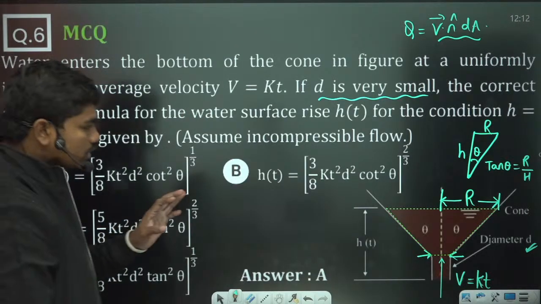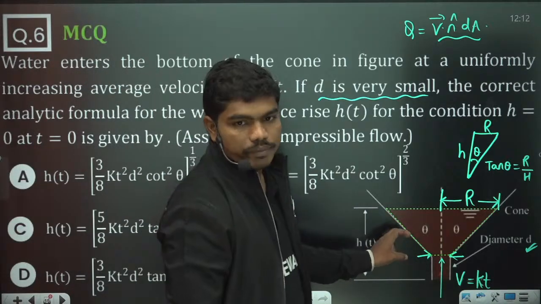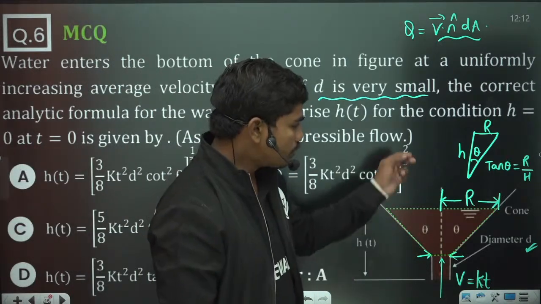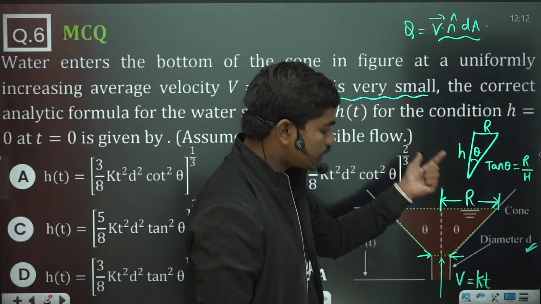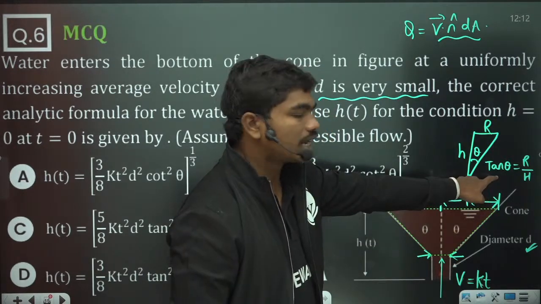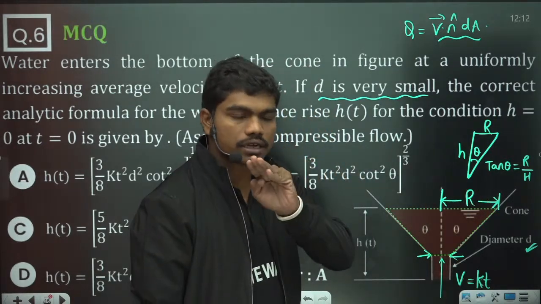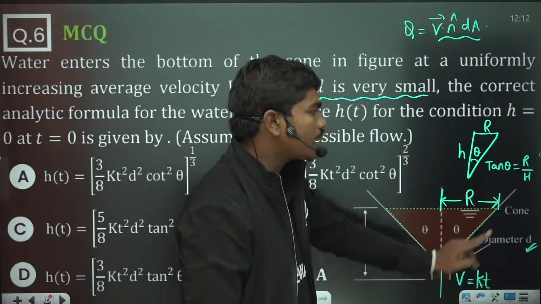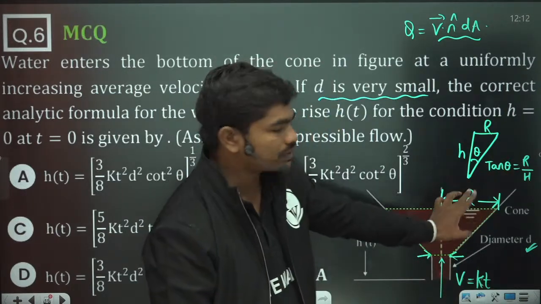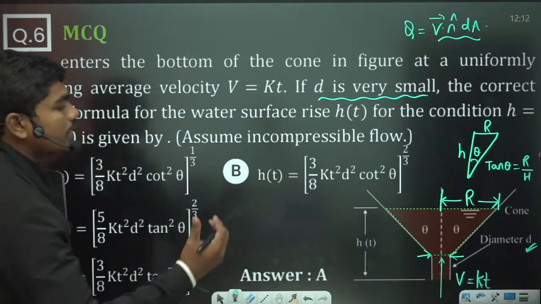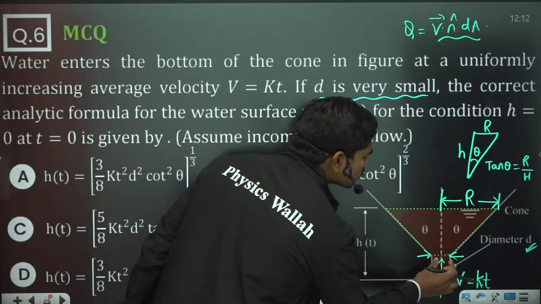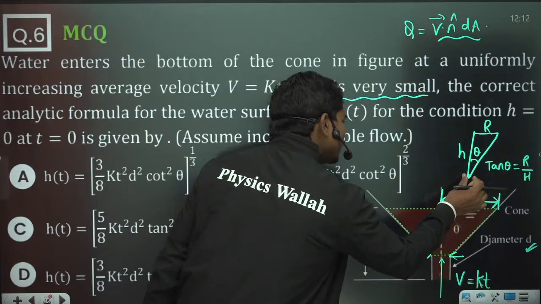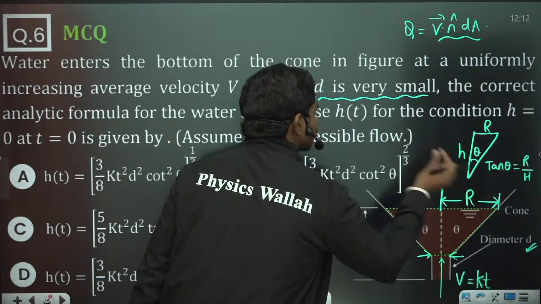1/3 pi r square h is the volume of the cone. h is known to you, but you need to convert this capital R in terms of h, which can be done by this equation. Theta is the angle of this cone here, the semi-cone angle. So tan theta is equal to r by h from this triangle. Why am I calling it a triangle? Because if d is very small, d by 2 is much smaller, so I am assuming that it is a triangle, with both ends almost closed.